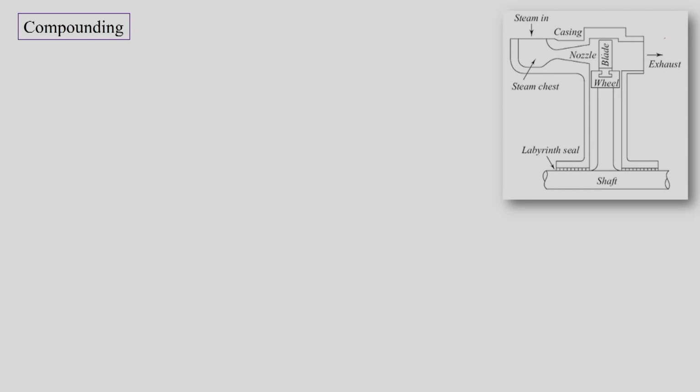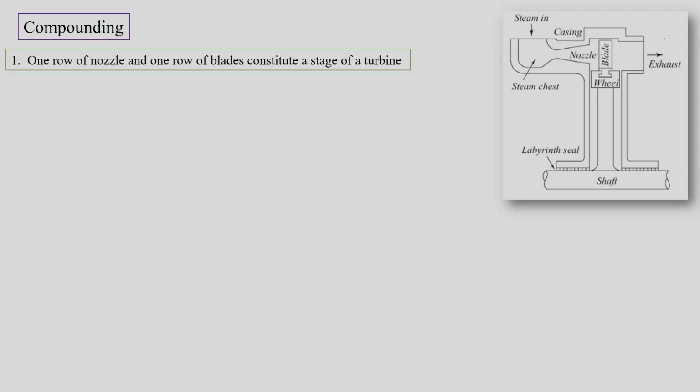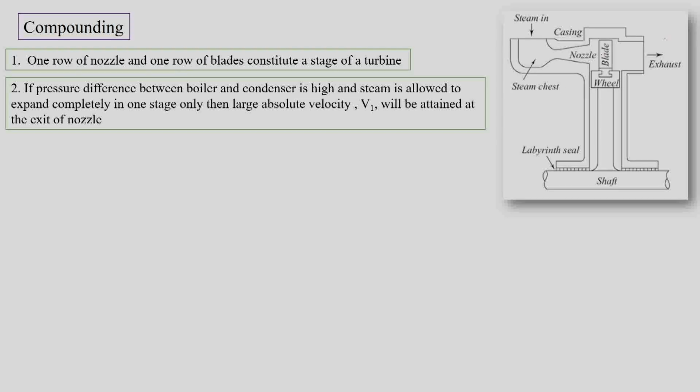However, it is not logical. We will see that if we have only one row of nozzle and only one row of blades, then it constitutes a stage of a turbine as shown in the figure. But if we have complete pressure drop in the nozzle, whatever pressure drop should take place between the boiler and the condenser, then we will get very large velocity at the exit of the nozzle. So, here we will have very large absolute velocity V1.